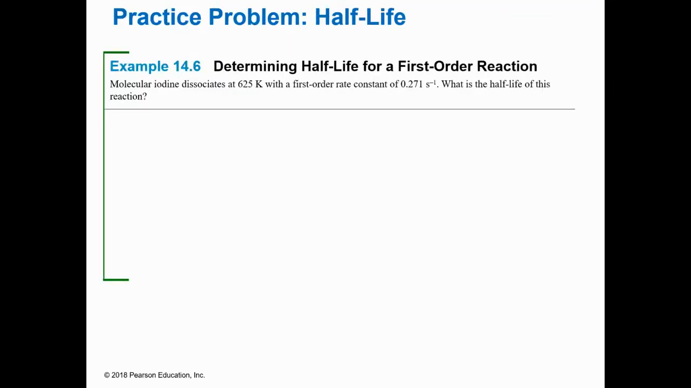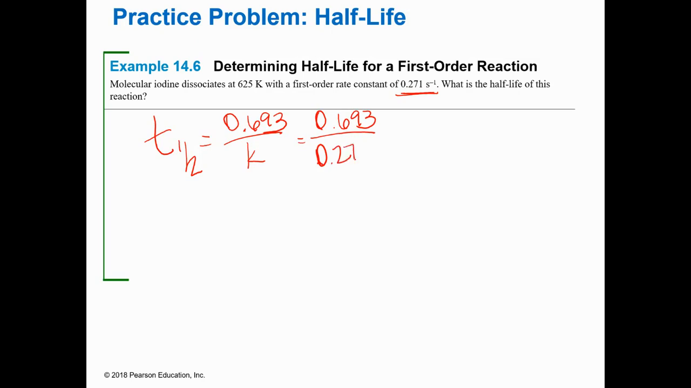All right, so they gave me temperature. Temperature doesn't matter as long as they don't mention it again. It told me k. Remember, the equation is t half is equal to 0.693 over k. Notice this is seconds to the negative 1. 0.693 does not have a unit. So then my unit comes up, and I have 2.56 seconds. Okay, that is a very short half-life.